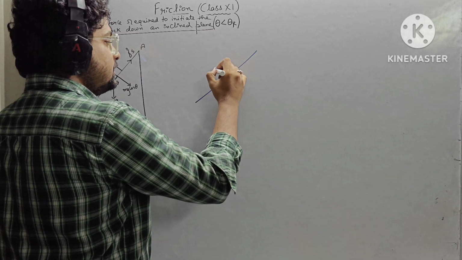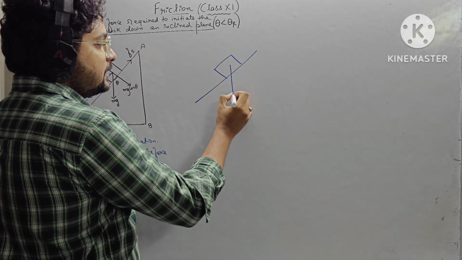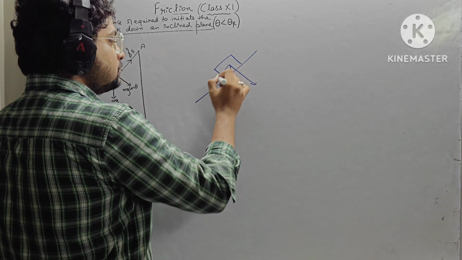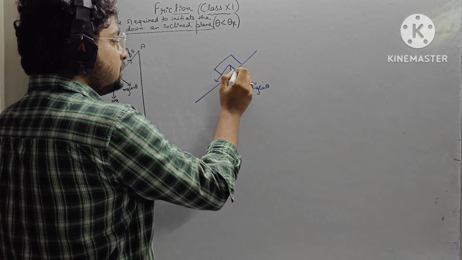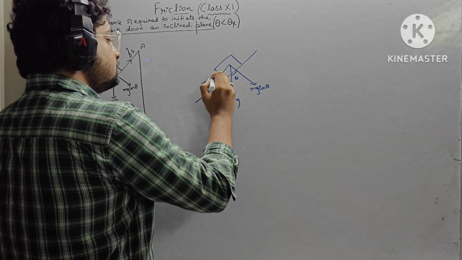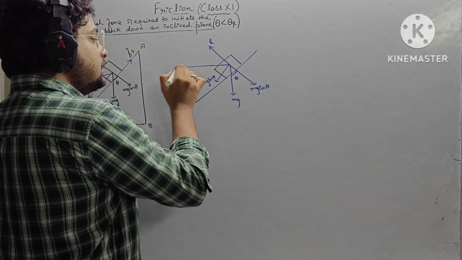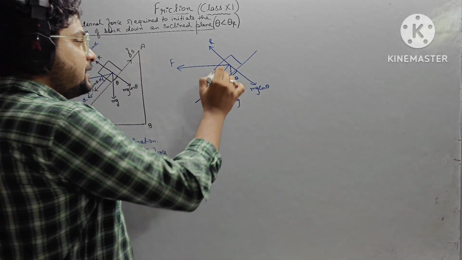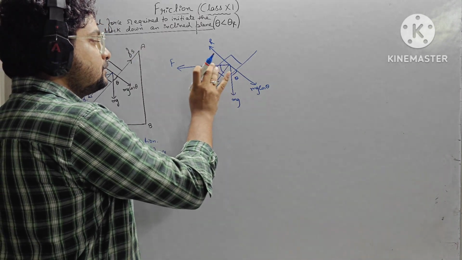Here I am showing once again, this was the block, this is mg, this is mg cos theta, this one was theta. Okay, so this is mg sin theta, this is reaction force R. And in this direction I am applying the force. This is the force which is acting at an angle alpha. Okay, so this particular angle is alpha.